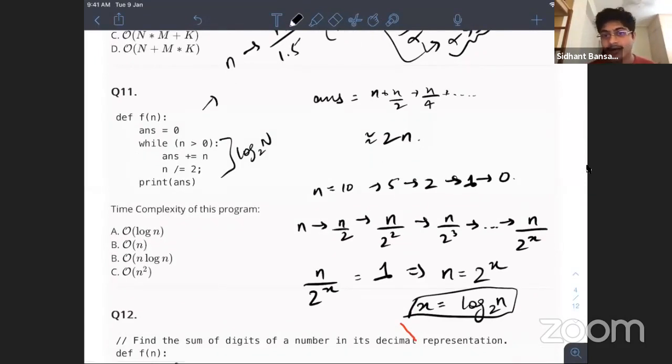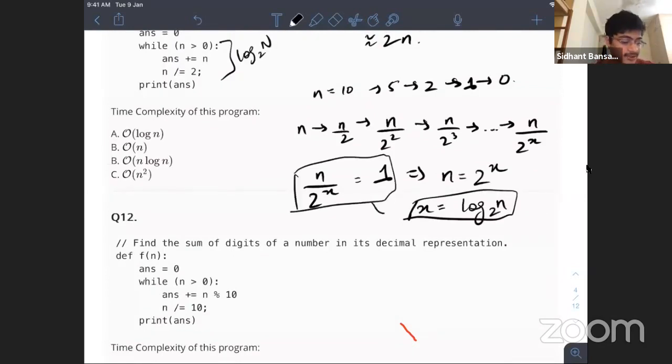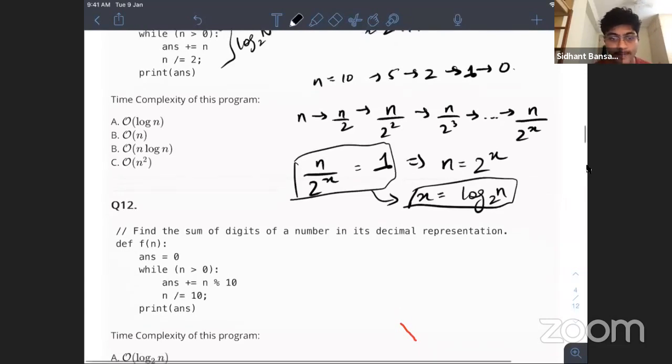So one is how many times can you keep on dividing from n, and that's log n times. The other is this more mathematical way, where you see after how many iterations it will become 1. So you try to solve this equation and you get x should be log n, right?